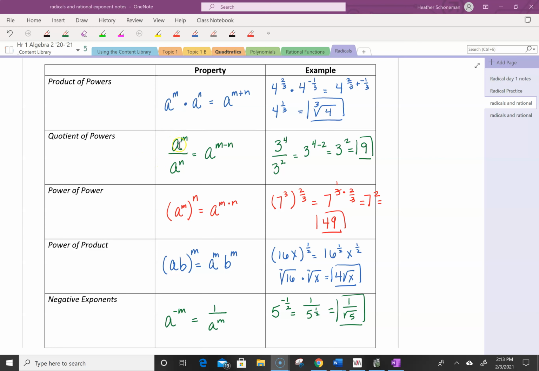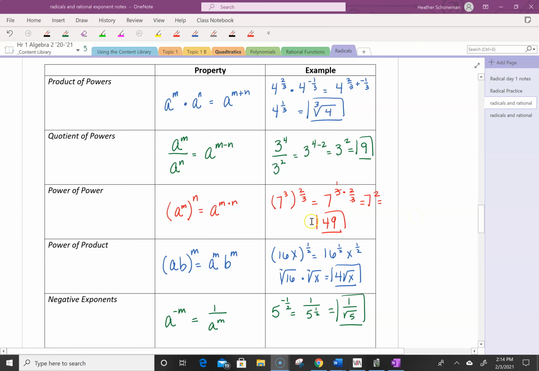The second property is a quotient. Quotient means division. So if I have a to the m over a to the n, we're going to subtract the two exponents. So here my bases are the same. They're both 3's. So I've got an exponent of 4 and an exponent of 2. It's a division problem, so I'm going to subtract my exponents. So this is 3 to the 4 minus 2. So that's 3 squared, which equals 9. Notice on all of these, I never change the bases. I'm only adjusting the exponents.